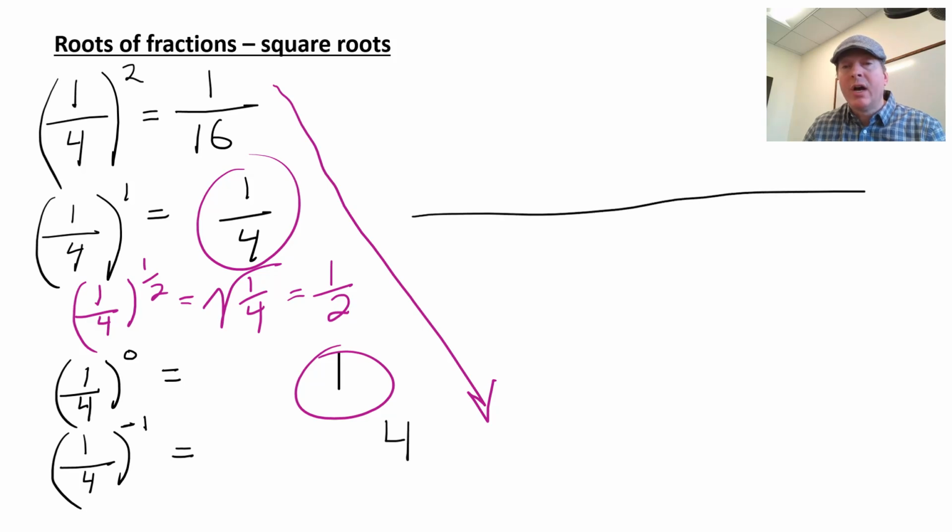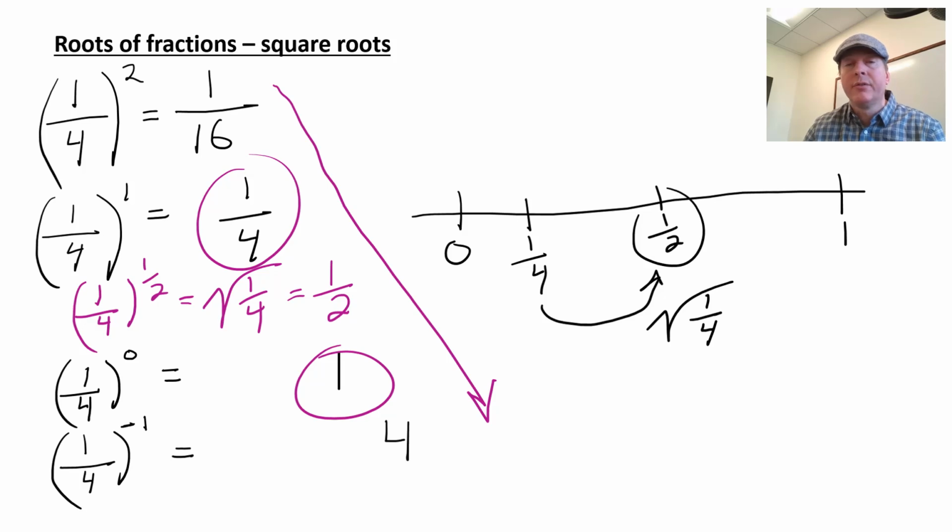If I were to write the number line, this is a really important thing to remember. If I were to write the number line and I put 1/4 in here, the square root of 1/4 is not a smaller number, it's a bigger number. The square root of 1/4 is 1/2. So if you take the square root of a fraction, the number gets bigger, not smaller. And when I say bigger, that means you move to the right on the number line. As you move to the right on the number line, the number gets bigger, not smaller.